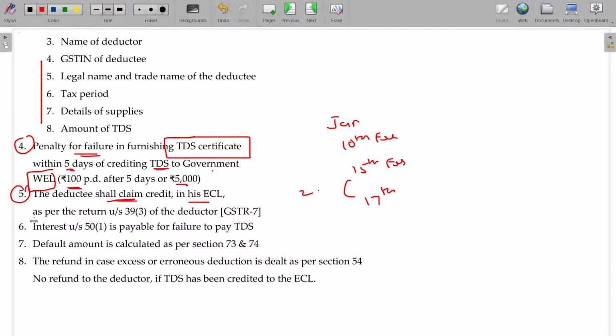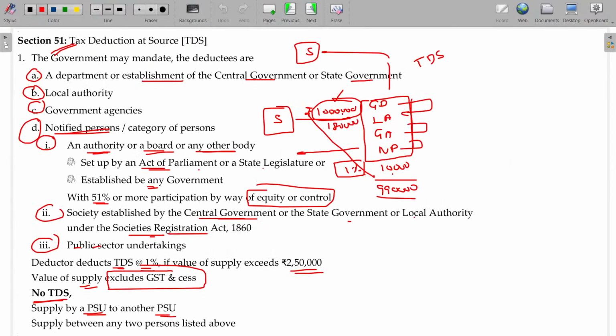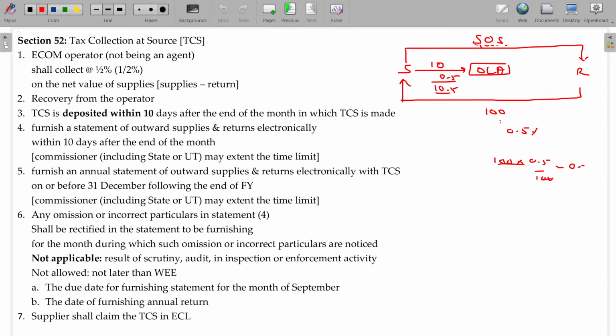Now, interest under section 50 is payable for failure to pay the TDS. If the TDS is not paid, then interest is payable. The default amount is calculated as per sections 73 and 74. Refund in case of excess and unauthorized payment is also possible as per section 54. That's all. So with that, the TDS concept is over. Section 51. Section 52 is all about the TCS concept, already explained. It's very simple. Let's finish up.